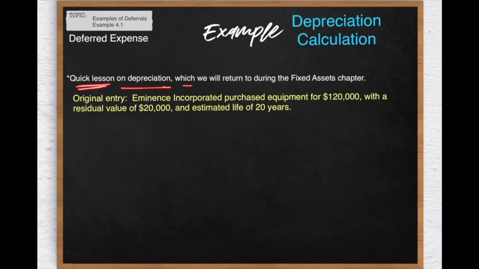Let's explain depreciation really quickly, because again, in the future chapter, the fixed assets chapter, we're going to go over this more in detail. So a quick lesson on depreciation, which we will return to during the fixed assets chapter. We're going to take the exact same example. Eminence Incorporated purchased equipment for $120,000 with a residual value of $20,000 and an estimated life of 20 years. Here's the formula for depreciation. What you want to do is you want to take the cost minus the residual value.